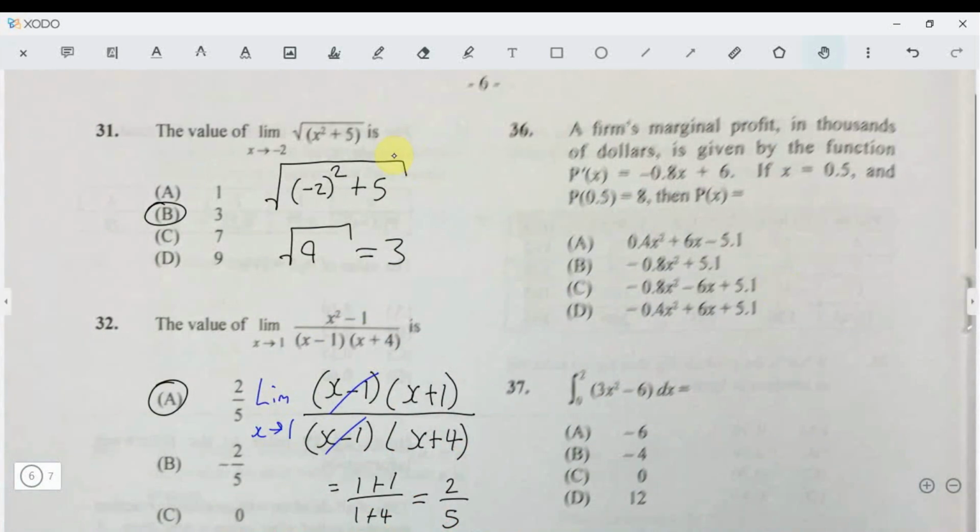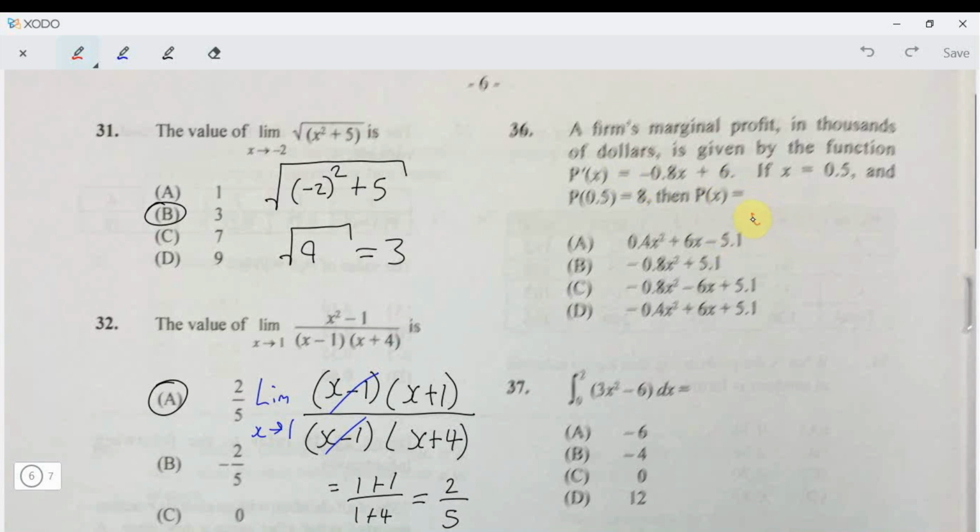Question 36. It says a firm's marginal profit in thousands of dollars is given by p prime of x is this. And then it tells us to find p of x. So we just need to integrate. So p of x is the integral of negative 0.8x plus 6 dx. Add 1 to the power, negative 0.8x squared over 2, plus, this is then now 6x plus some constant c. But negative 0.8 over 2 is negative 0.4x squared plus 6x plus c. So that is p of x, alright? Now, there's only one option with negative 0.4, so it's option D.